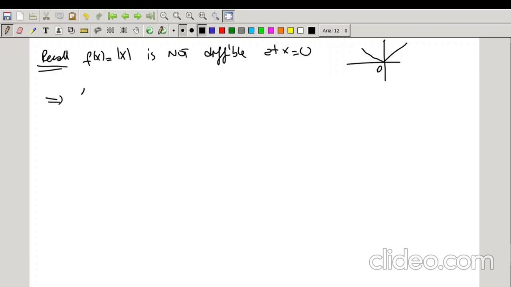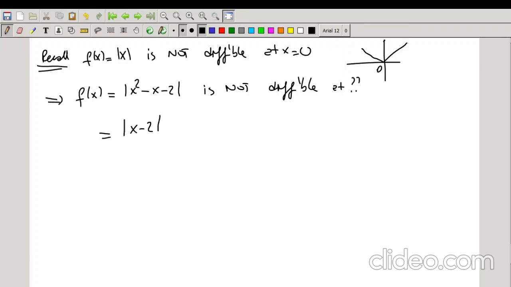You can say the following: f of x, which is given as the absolute value of x squared minus x minus 2, is not differentiable at where? Okay, this is a question. At the values where the inside is 0, because at 0 we have a problem here. So if you rewrite it as (x minus 2)(x plus 1), obviously you can say it is not differentiable at x equals 2 and x equals minus 1. Please note this example. Okay, this is a nice example.